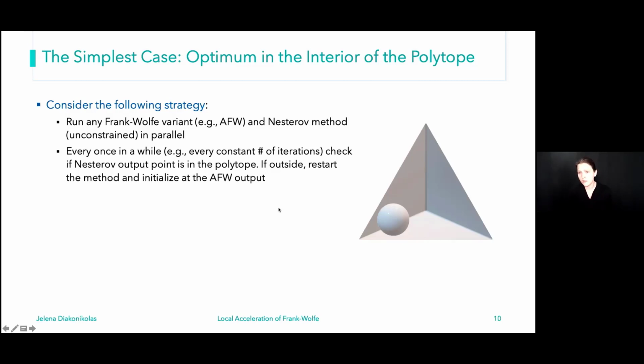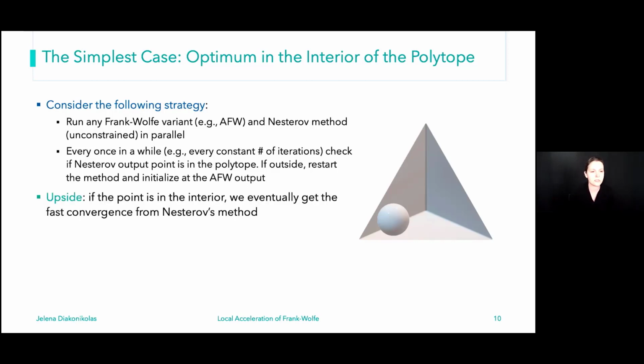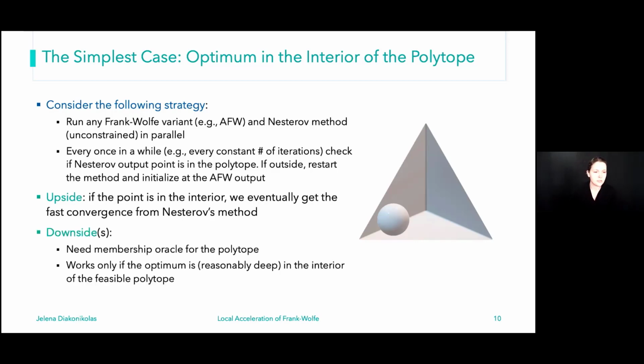So if you're lucky and your solution happens to lie in the interior of the polytope, eventually you're going to start converging at this accelerated rate. Okay, so this works for this particular setting, but there are a few downsides. One is that you need stronger access: you do need a membership oracle for this to work. And this only works if you actually have a point that is in the interior of your polytope. So the question is, can we generalize this further?